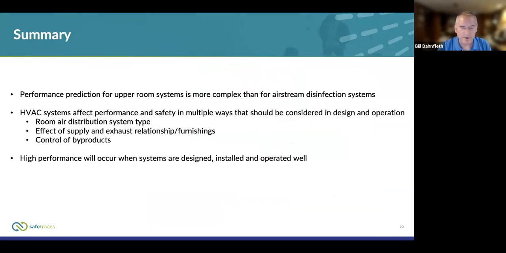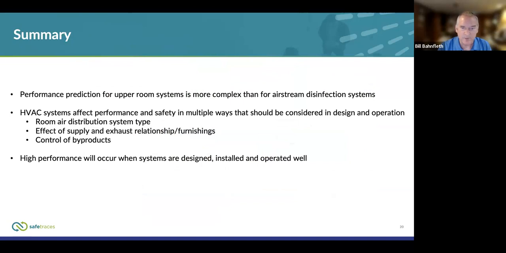So to summarize, I think what I've shown here will indicate that predicting the performance of an upper room system is a little more difficult than predicting the performance for an airstream disinfection system, but we know what the issues are.